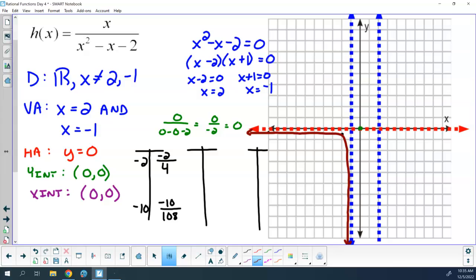In the middle section, I would try 1 for sure. 1 over 1 minus 1 minus 2 is -2. So we're there.